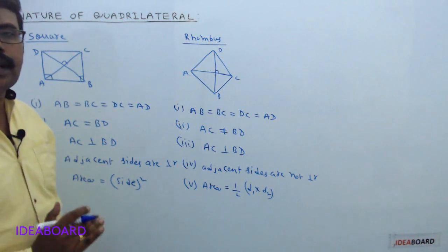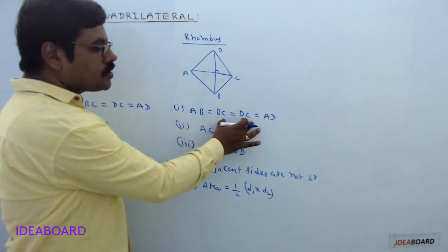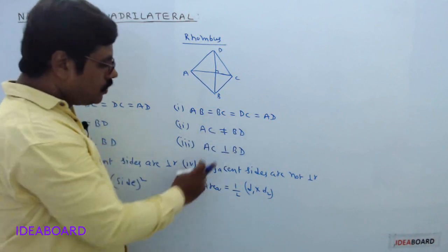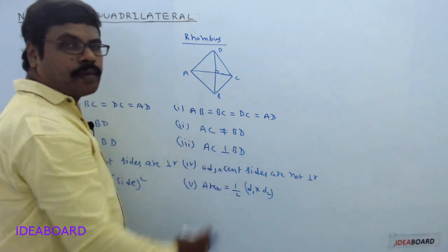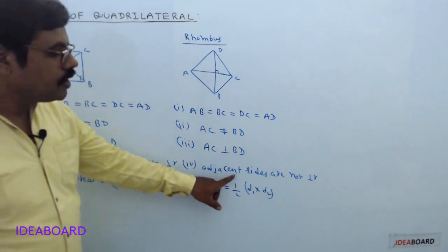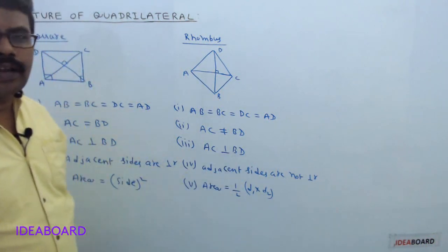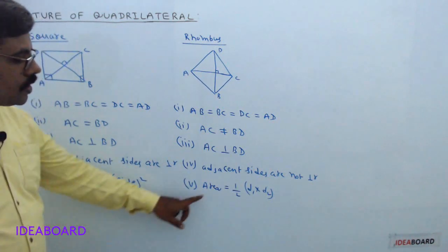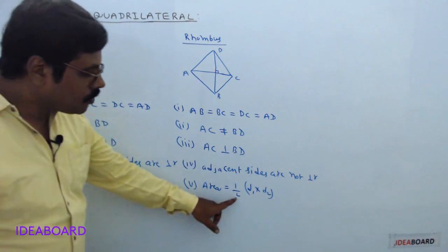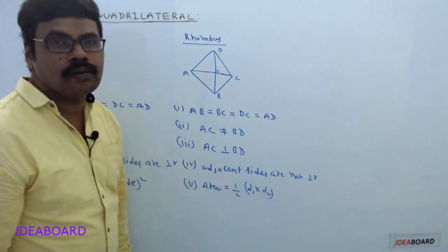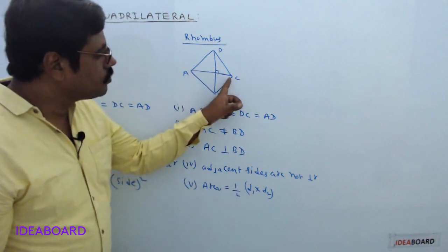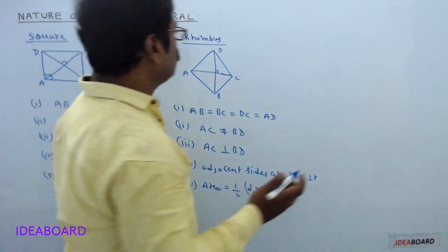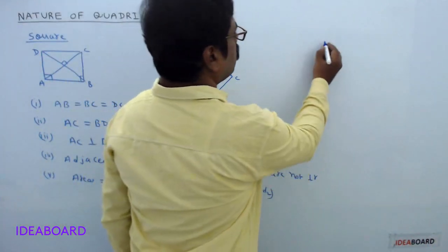Now what are the conditions in the rhombus diagram? First, all sides are equal. Second one, diagonals are not equal. Here diagonals are perpendicular. Then another condition, adjacent sides are not perpendicular. Then fifth condition, area of rhombus is equal to 1 by 2 into D1 into D2. So D1 is the length of the diagonal AC, D2 is the length of the diagonal BD. Then come to another diagram, rectangle.